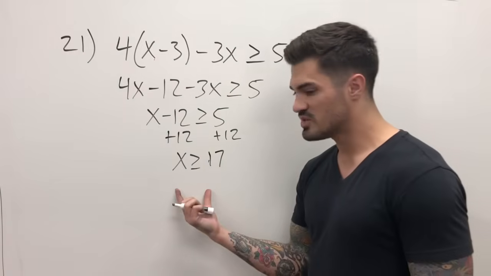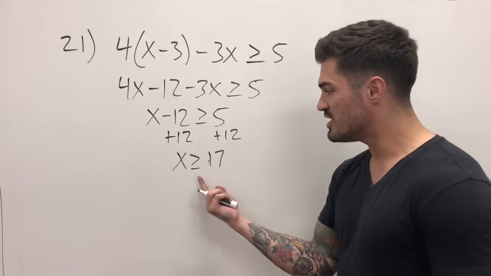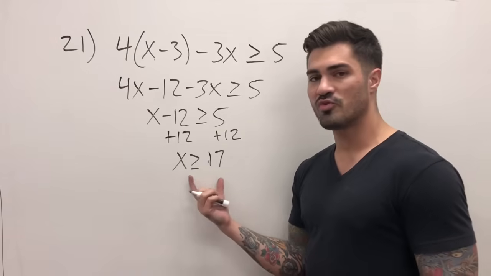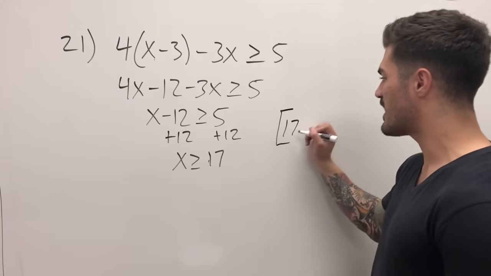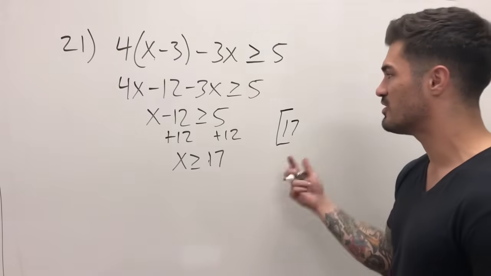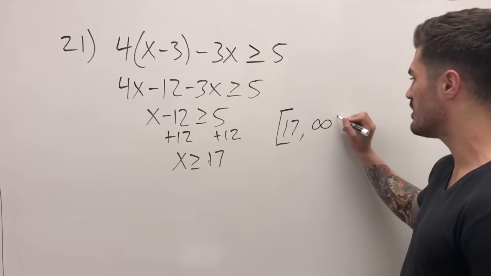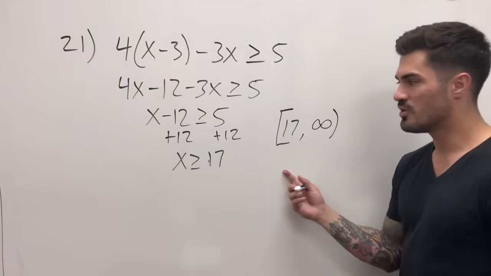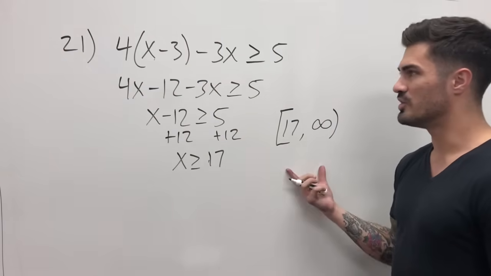So how can I express this in interval notation? Well, x can equal 17, and x can be any number greater than 17, right? Since x can equal 17, I use the bracket, because we're including 17 in our solution, and anything greater means I'm going all the way up and up and up and never stopping, so all the way through infinity. So this is my solution set for this inequality.